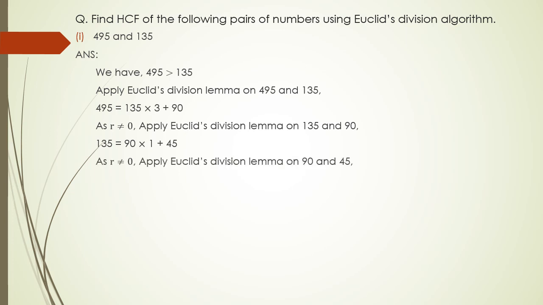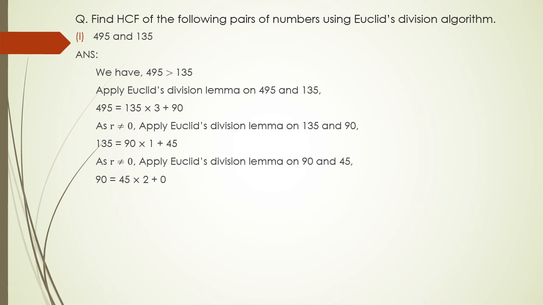So again, as the remainder is not equal to 0, we apply Euclid's division lemma on 90, the divisor of the previous step, and 45, the remainder of the previous step. By doing long division, we get 90 is equal to 45 multiplied by 2 plus 0. That is, 90 is clearly divisible by 45. Remember that here also you have to follow the sequence. First you write the dividend, then the divisor, then the quotient and remainder.